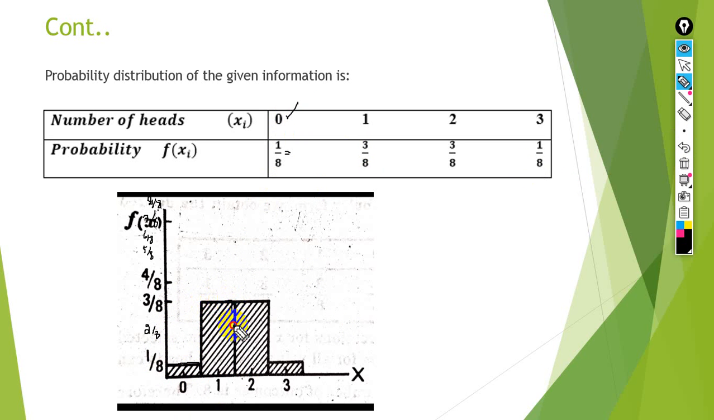So this will be the graph or histogram for the probability of appearing head 1 time. Probability of appearing head 2 times is also equal to 3 over 8. So I have taken 3 over 8 right here. Probability of appearing head 3 times is 1 over 8. So here again 1 over 8. So this is the histogram and this is the probability distribution table. It is your probability distribution.